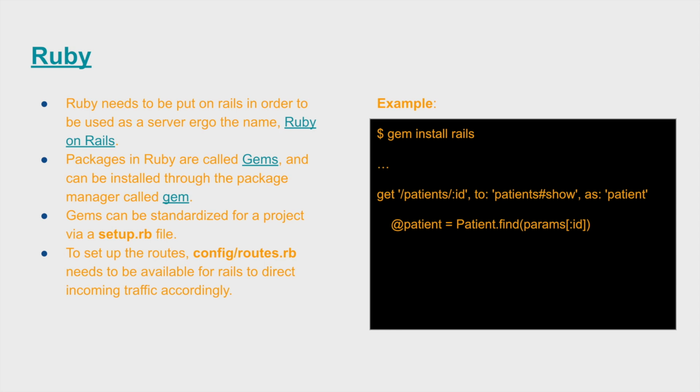To set up the routes, you need to define a config directory with an RB file named routes. Naming schema kind of matters for Ruby in order for things to work out accordingly, so these are actually kind of mandatory for Ruby on Rails. On the right, you can see an example of how you would install Rails and a sample of what the pathing in the routes.rb file would look like.